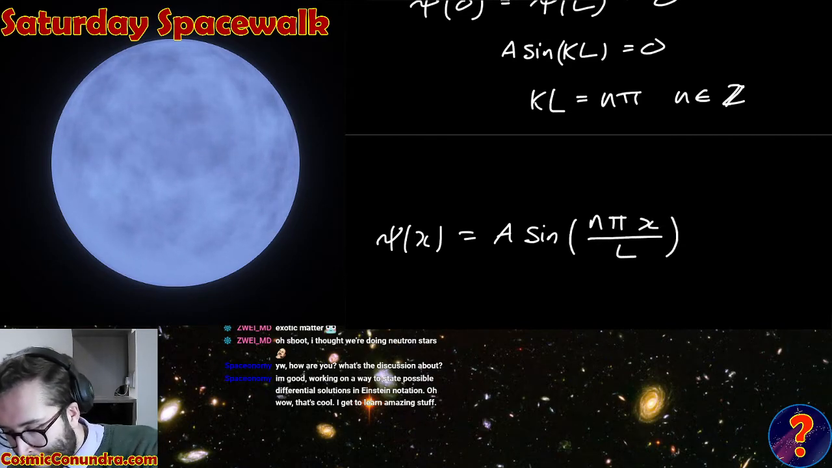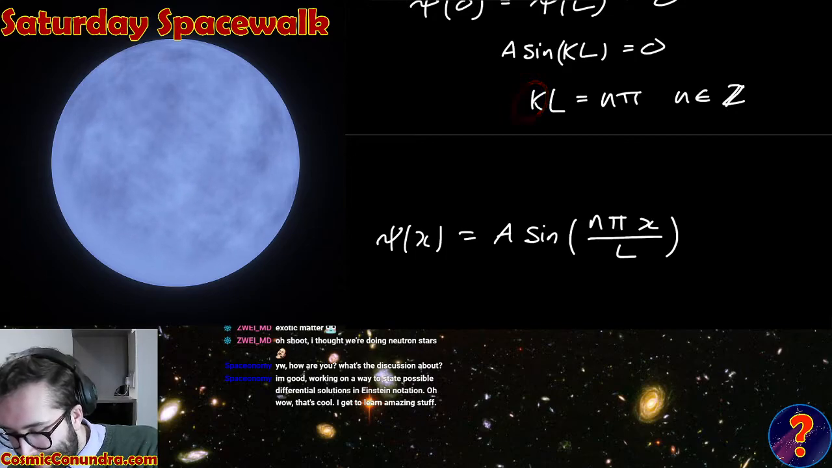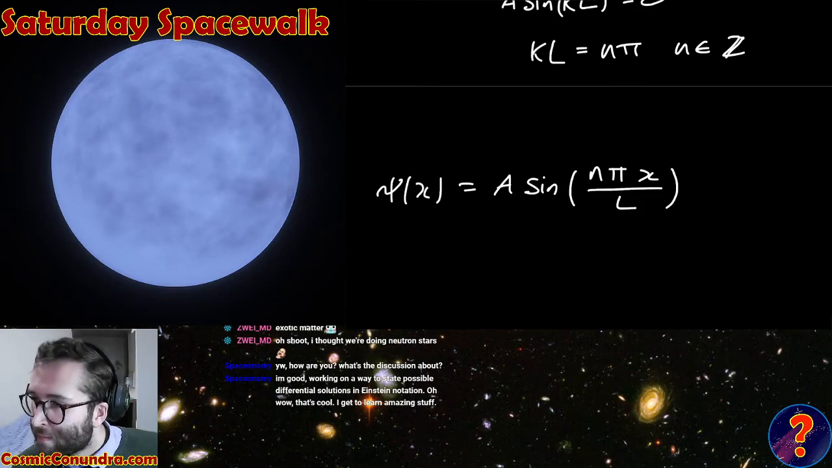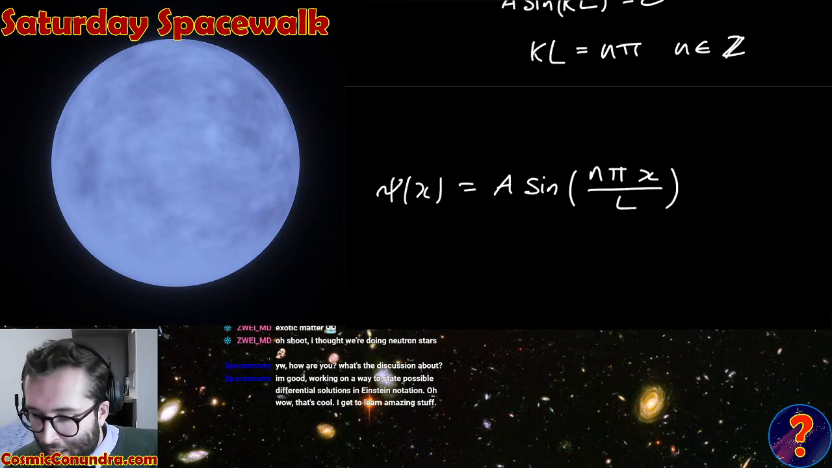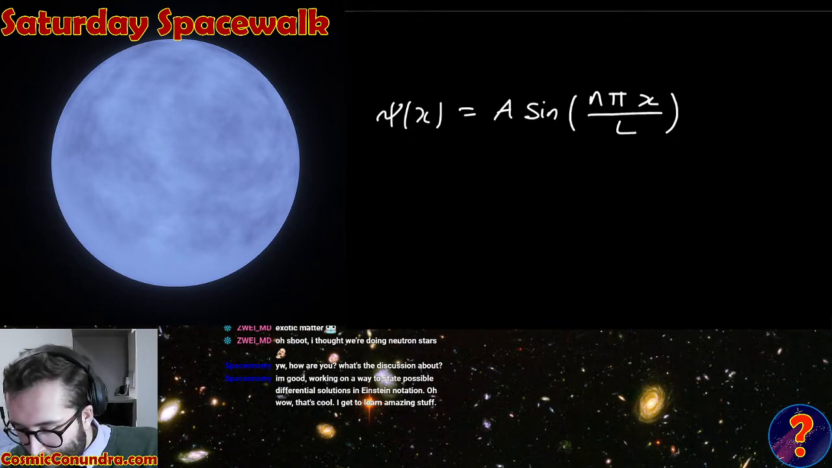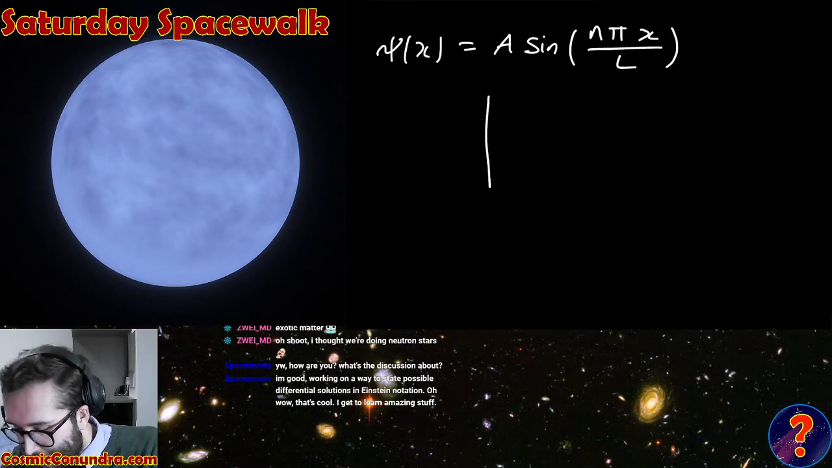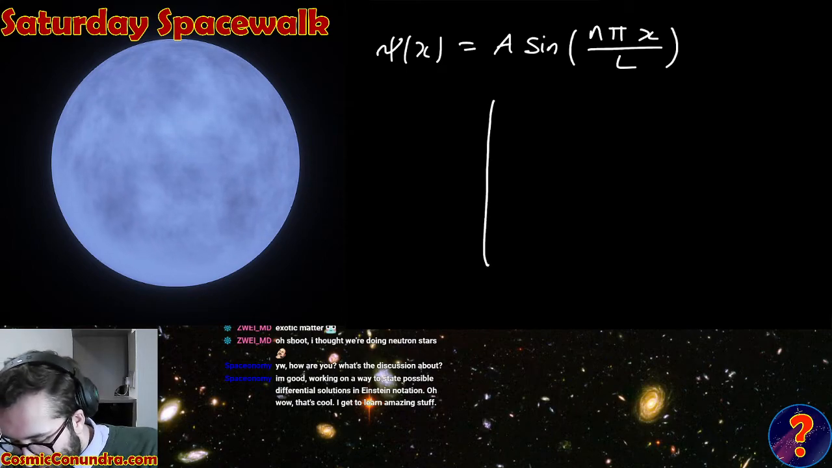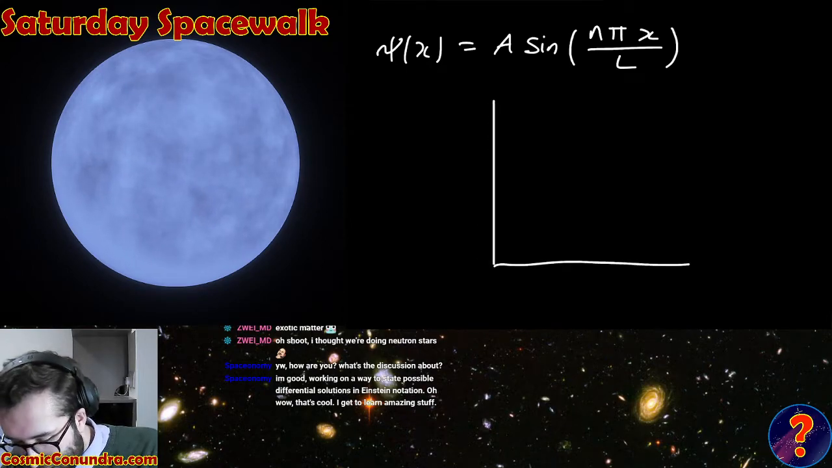Okay, because we found that k must be given by nπ over L. So that is what our wave function looks like, and we can sketch it, actually. Let's sketch this one-dimensional wave function, what some of these things look like.